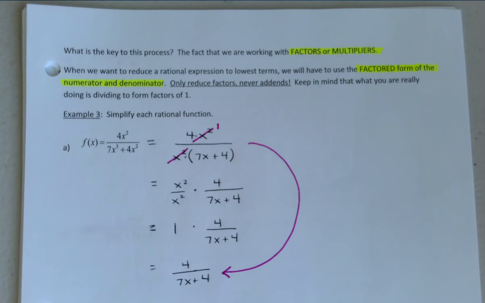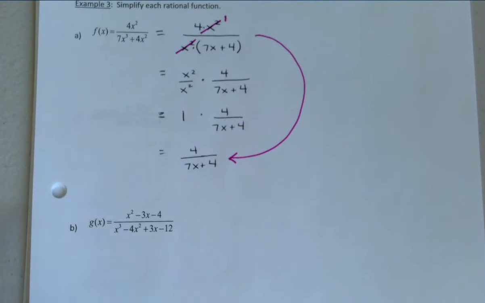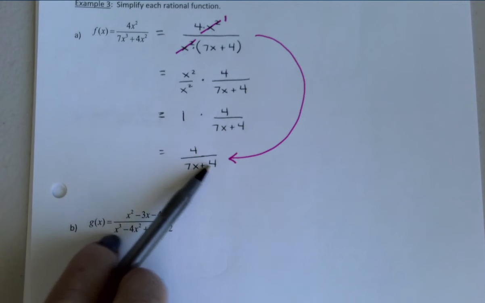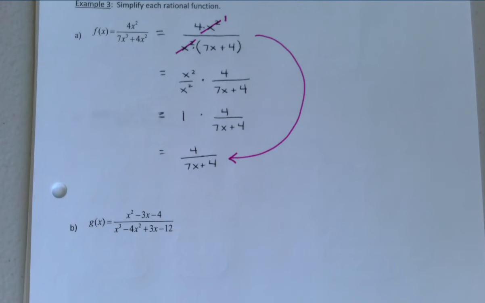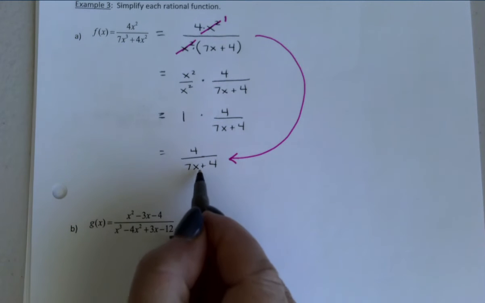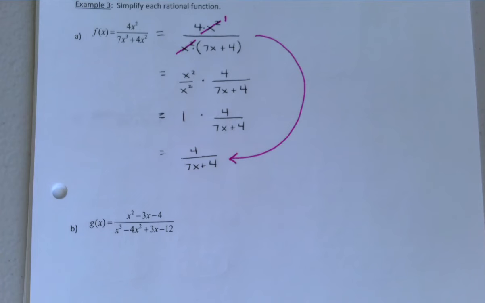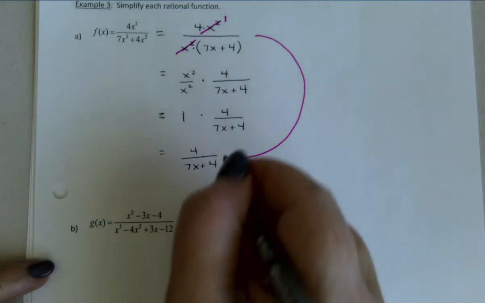Let's look at where we are with this problem right now. Look at those 4s. Could I reduce this some more? Could I go ahead and divide out those 4s? The answer is no. Why? Because 4 is not a multiplier. 4 is being added down here. And we never cancel addends. We must work always with factors or multipliers. So this is done.